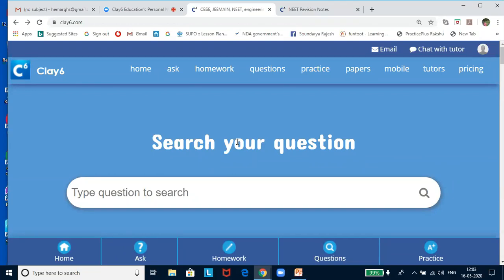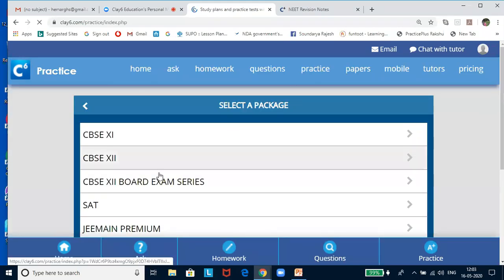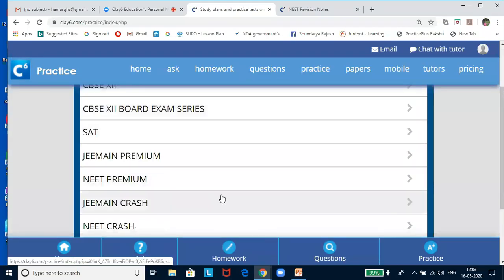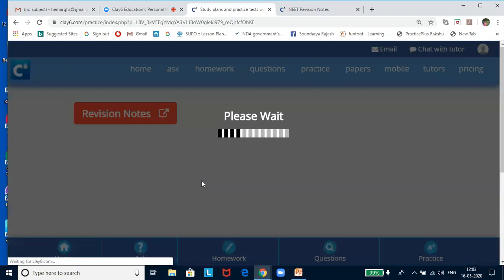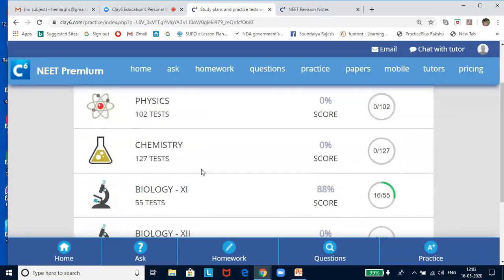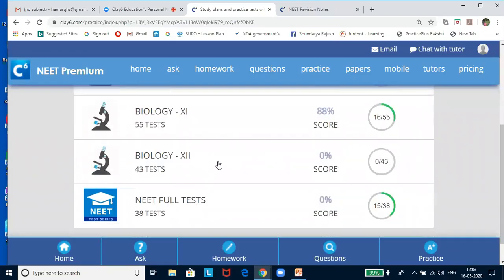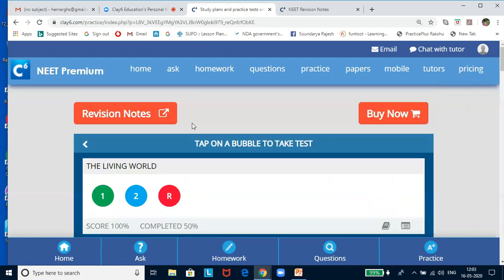Briefly, I will run through how to access revision notes and tests in clay6.com. Go to clay6.com, click on practice. There are many packages. You can select your own package. Since it's NEET class, I'm going to select the NEET Premium package. Now you find a lot of tests under each subject. Now let us click on Biology 11th.